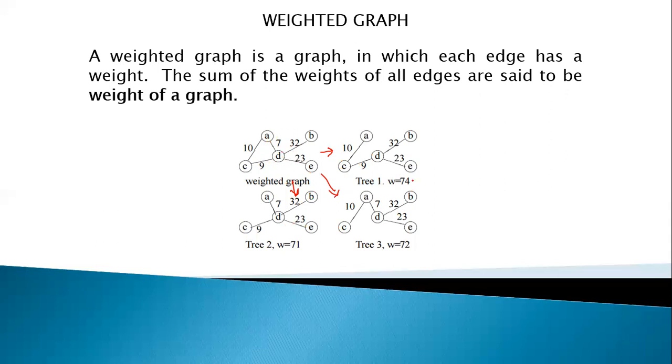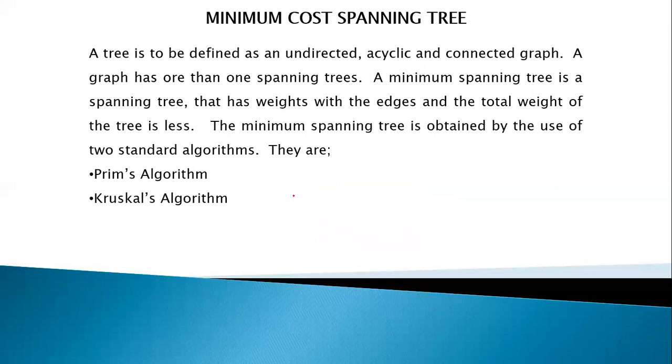Each and every tree will have a corresponding weight. Among all these trees, 71 is the least weight, the minimum weight. That's why tree 2 is said to be the minimum cost spanning tree. We will find the minimum cost spanning tree with the help of Prim's algorithm and Kruskal's algorithm. These are the two algorithms used to find a minimum cost spanning tree.